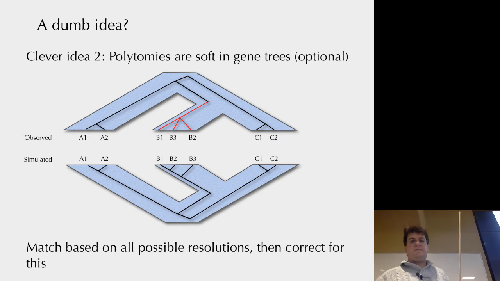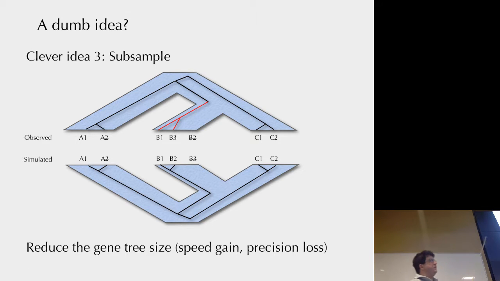Another idea, which I was resistant to at first, but actually seems to work, is subsampling. So rather than taking every sample, you can sample at random and make the gene tree smaller and more feasible to work with. Now it has a trade-off, because you have less power, but on the other hand, you can better estimate this likelihood.